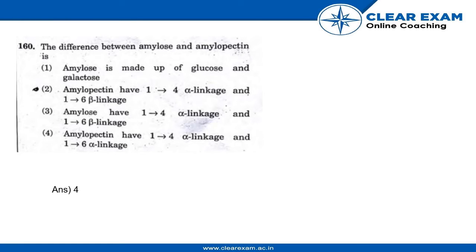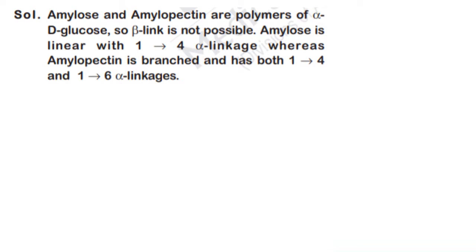Now let's see what is the answer. So amylose and amylopectin are polymers of alpha D glucose, so beta link is not possible. Amylose is a linear with 1 to 4 alpha linkage, whereas amylopectin is branched and has both 1 to 4 and 1 to 6 alpha linkages. So the fourth option is the correct one, and that's our answer.